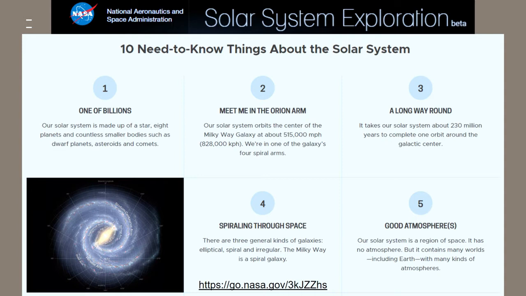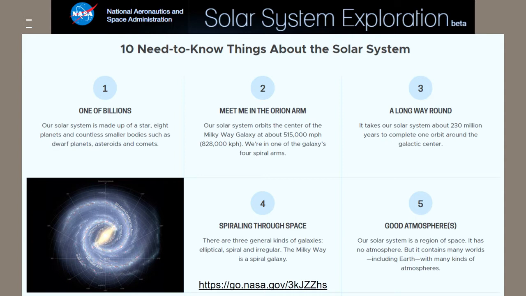And they have this page on the 10 need-to-know things about the solar system. Some trivia about our system. So number one, our solar system is made up of a star. Okay, that's our sun. 8 planets and countless smaller bodies such as dwarf planets, asteroids, and comets.